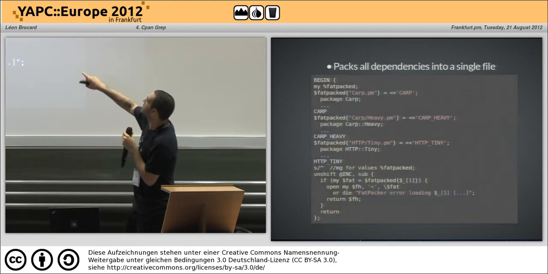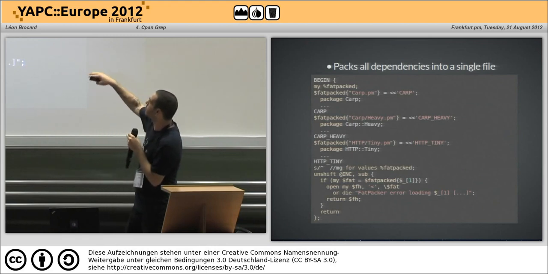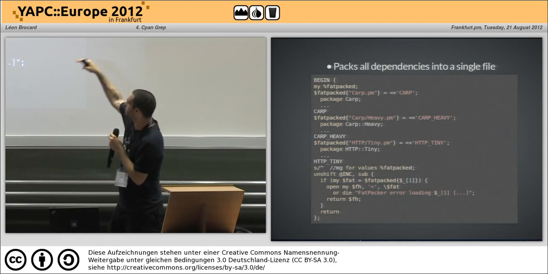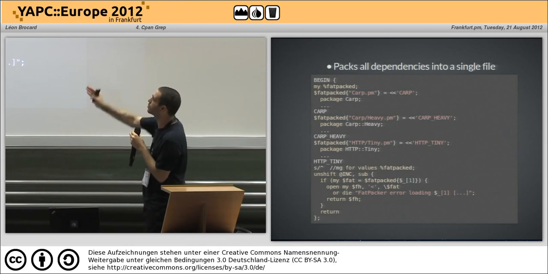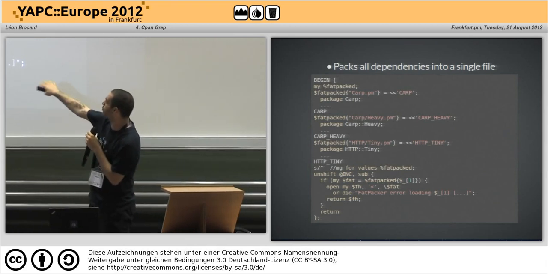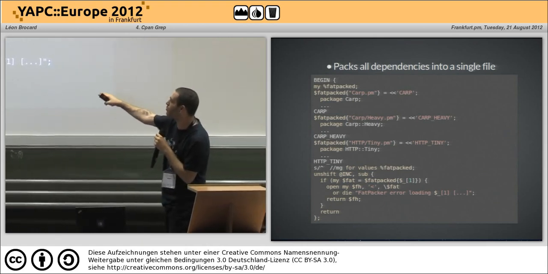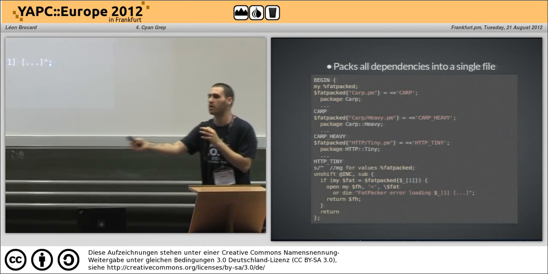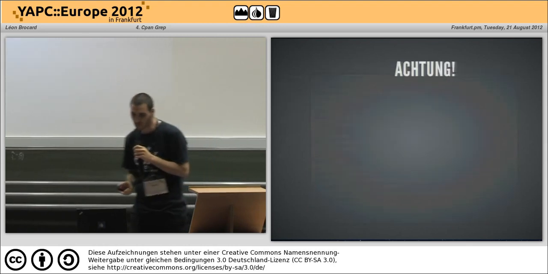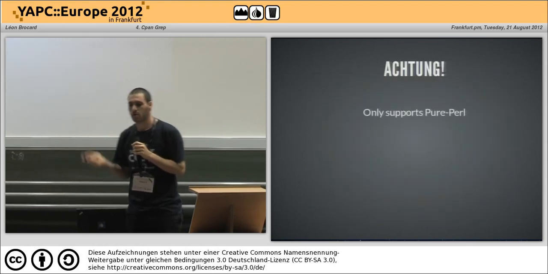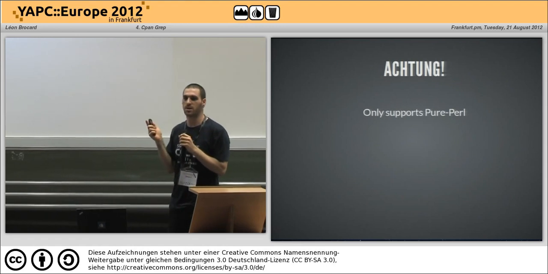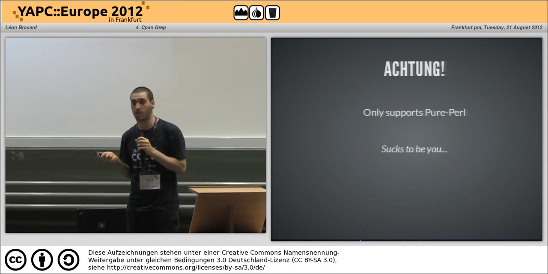The way it packs it, it looks like this. There's a BEGIN block, then it has a hash for all of the packed stuff, and then it just gives indexes for everything and then packs the modules in there, okay? Then it removes the spaces, and it puts everything into @INC, where there are subroutines that pop up and create the files automatically and use them. One warning, it only supports pure Perl, which means that if you're using XS, sucks to be you.